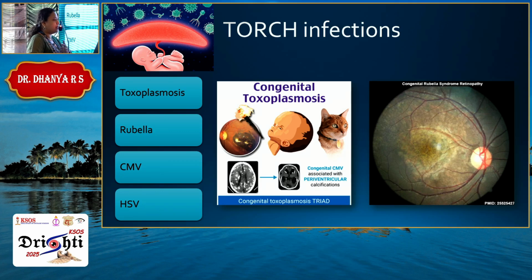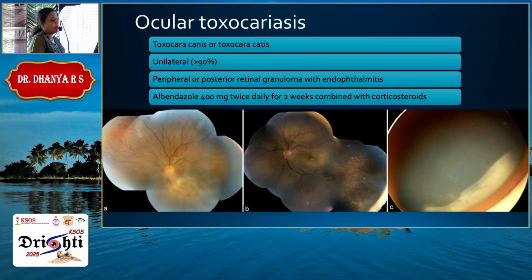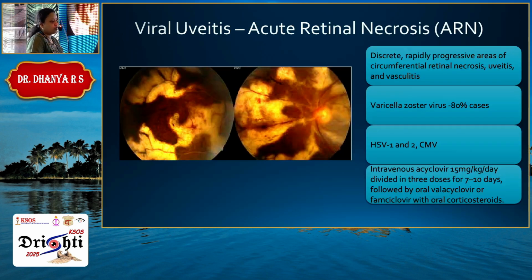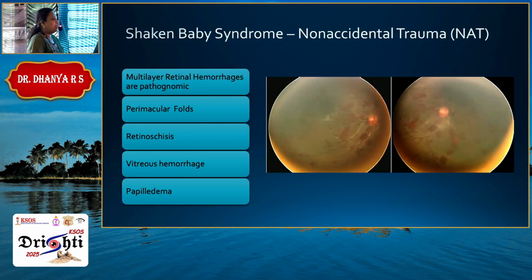TORCH infections can present with varying manifestations in the retina. This is the salt and pepper retinopathy. Another relevant condition is ocular toxocariasis, which can present as peripheral or posterior granulomas associated with endophthalmitis, and it responds very well to albendazole with steroids. Viral uveitis is also not uncommon. And this is shaken baby syndrome. If a baby comes for follow-up with multiple retinal hemorrhages and you don't see any particular indication, you have to think about this condition also, in our society, in this period. There will be multiple hemorrhages.